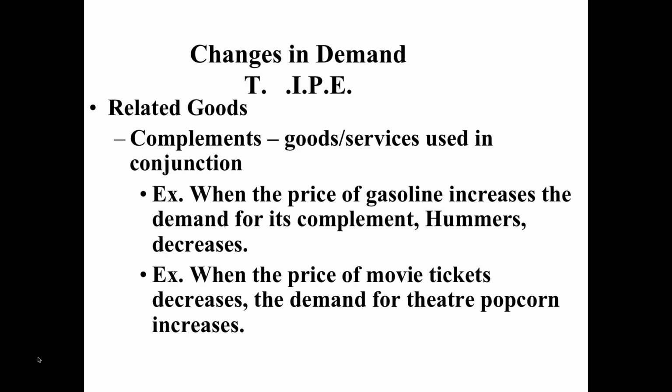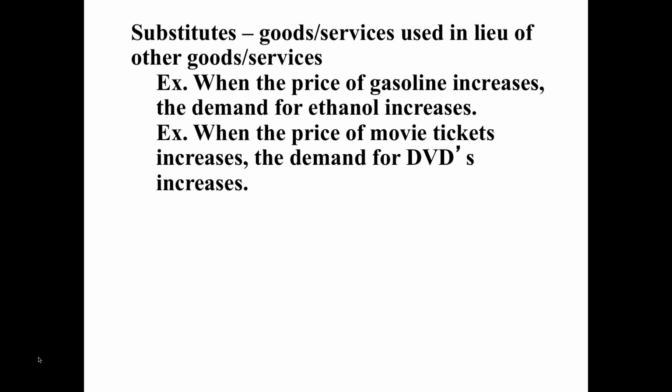All right, so let's move on to the second type of related good, which is substitutes. So substitutes are goods and services that are used in lieu of other goods and services. So for example, when the price of gasoline increases, the demand for ethanol increases. Because when the price of gasoline goes up, people start saying, well, I'll use ethanol instead of gas. They substitute the ethanol for the gas.